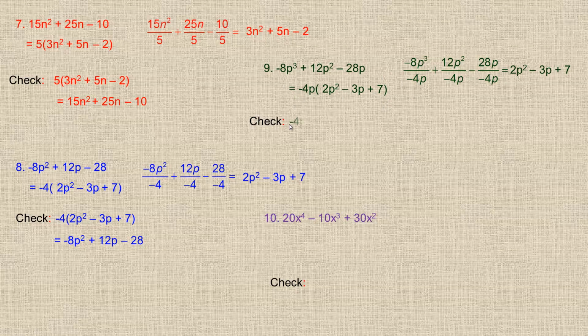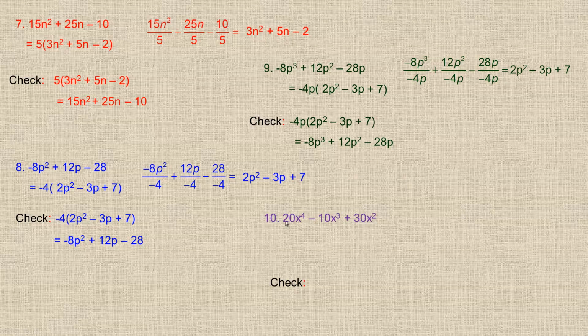So we'll write this down here for our check. And so negative 4p times 2p squared would be a negative 8p cubed. Negative 4p times negative 3p would be a plus 12p squared. And negative 4p times 7, negative 4 times 7 is negative 28, and we have a single p in that product, so there's a p after that negative 28.